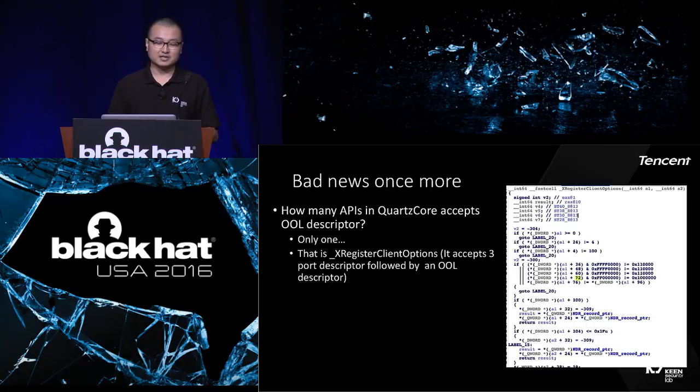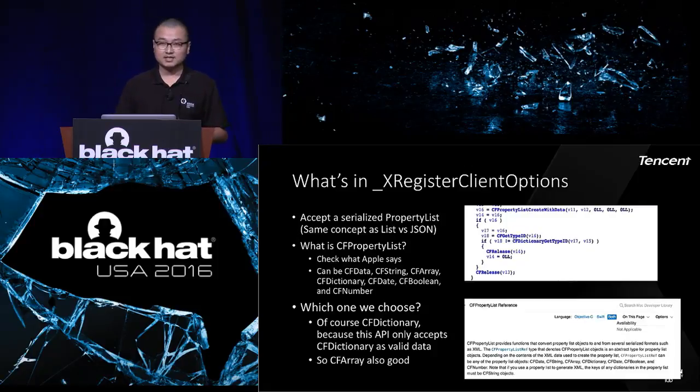And you have another bad news, which is there is only one OOL descriptor message on the QuartzCore API, which is X register client options, only one, so that's very bad. And let's audit this API. Actually, this API accepts a serialized prop list because sometimes you need to send a very complex message from process A to process B. So for performance consideration, it serializes to make a CF dictionary into plist binary format and sends it to the target process.